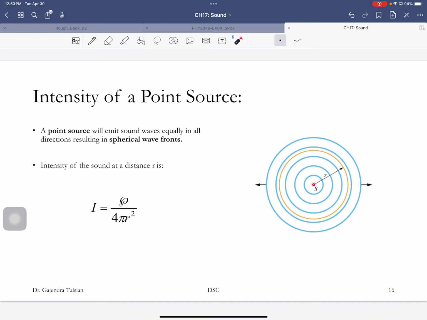What this is showing you is a point speaker, emitting sound uniformly in all directions. The intensity at distance r is the power divided by the surface area, and that's the surface area of a sphere, which is 4 pi r squared. So this could be a little bird singing, and the intensity of sound at distance r is that. The intensity of sound at twice as far away is 4 times less.